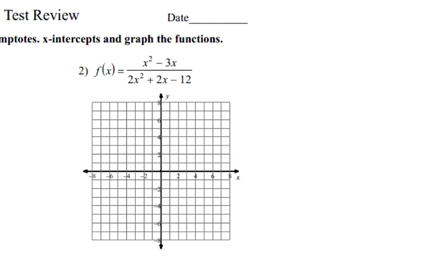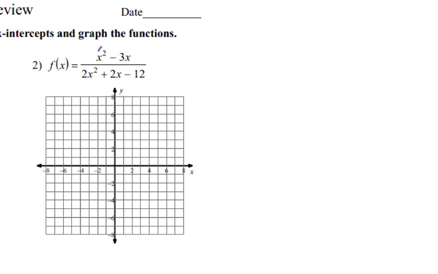Okay, now taking a look at our second. So here we've got the same. We take a look at the coefficients, 1/2. So for our horizontal asymptote, it's going to be y equals 1/2. So up here at 1/2, draw my horizontal asymptote.